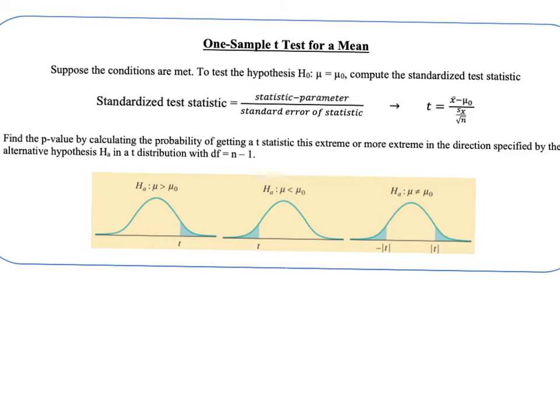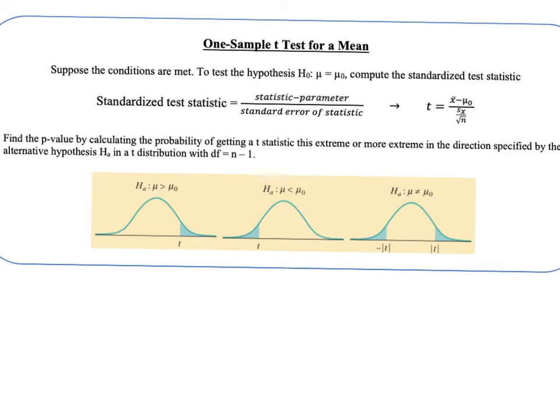So if our conditions are met, which we addressed in the previous video, we need to find our standardized test statistic, which works very much the same as a z-score. But you need to find your t-value. So you're going to still do your statistic minus your parameter, and that's going to be divided by the standard error of the statistic. So t is going to be equal to your sample mean minus your null mean divided by the standard error of the statistic.